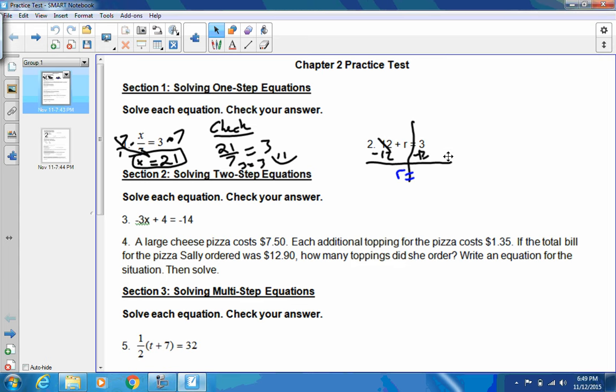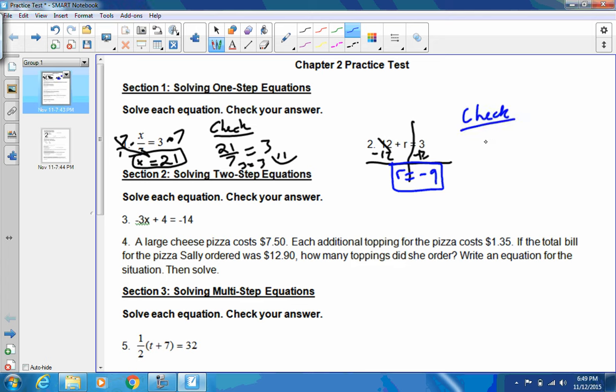But r, 3 minus 12, you'd end up getting negative 9. So r equals negative 9. And to check that, you can plug it back in. 12 plus negative 9 equals 3. 12 plus negative 9 is 3. So those are the same on both sides, and we did it correct.